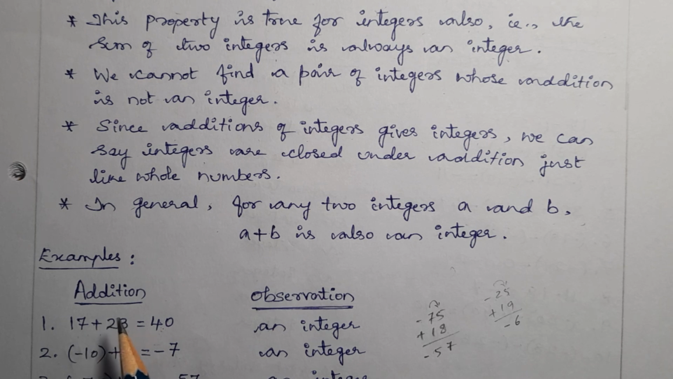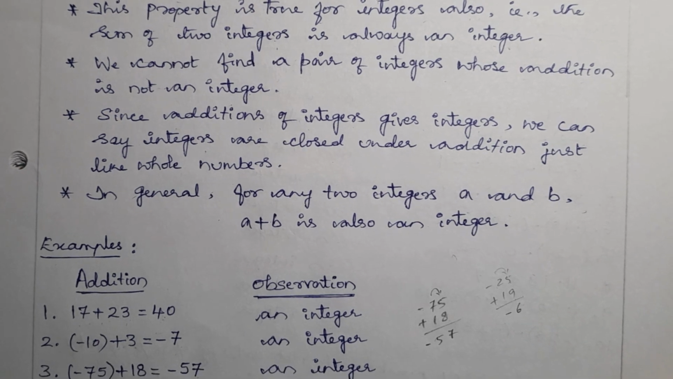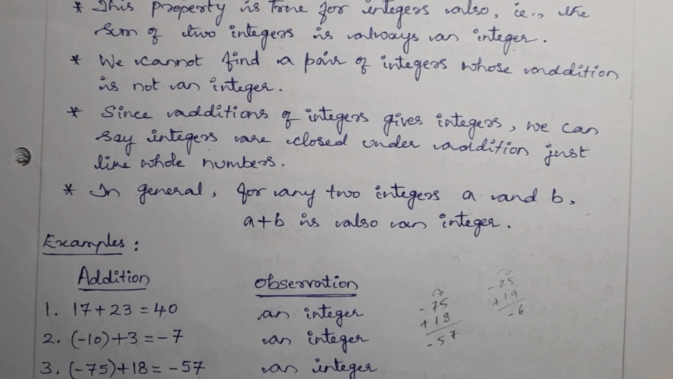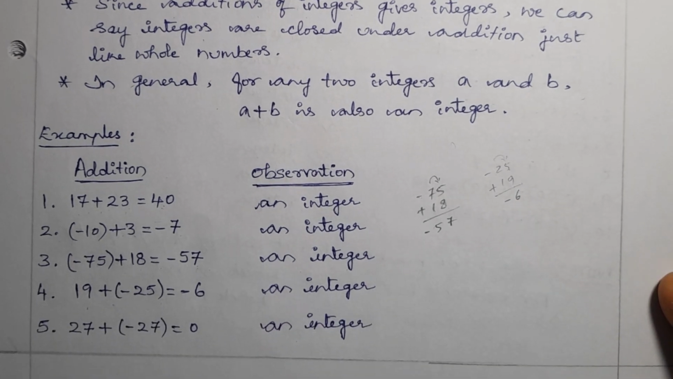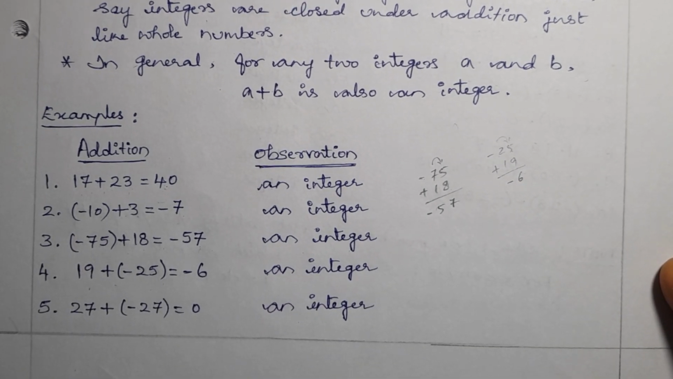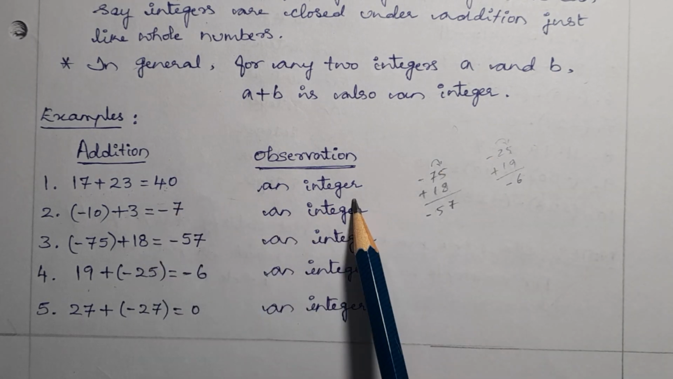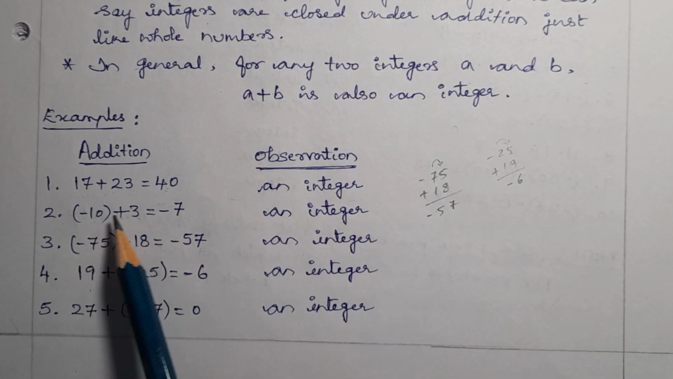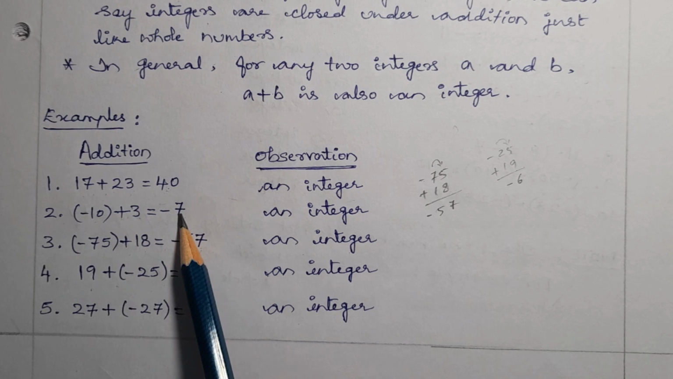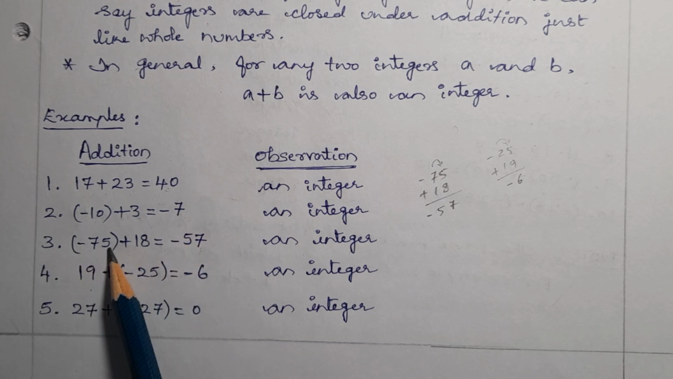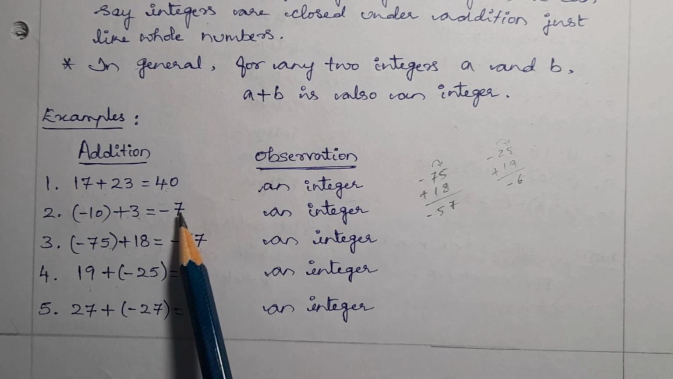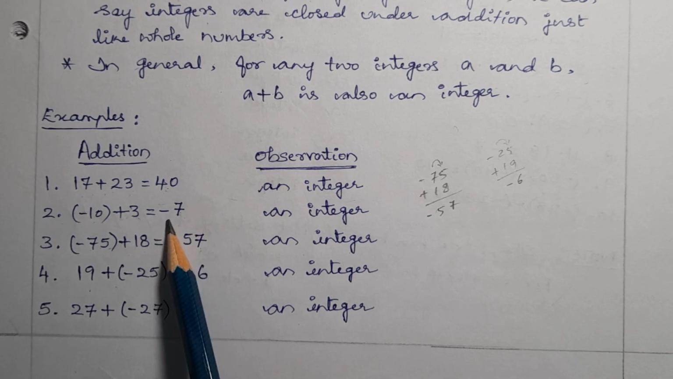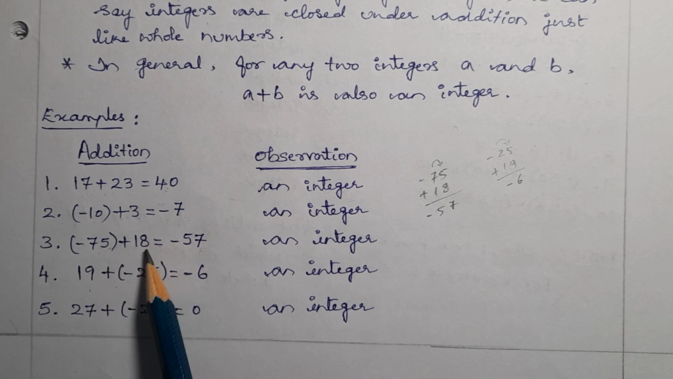Example, for addition, 17 plus 23. 17 plus 3 is 20, 20 plus 20 is 40. So, for this example, this is a positive integer. Minus 10 plus 3 is minus 7. Minus 7, this is also an integer because this is a negative integer. Okay. Minus 75 plus 18.